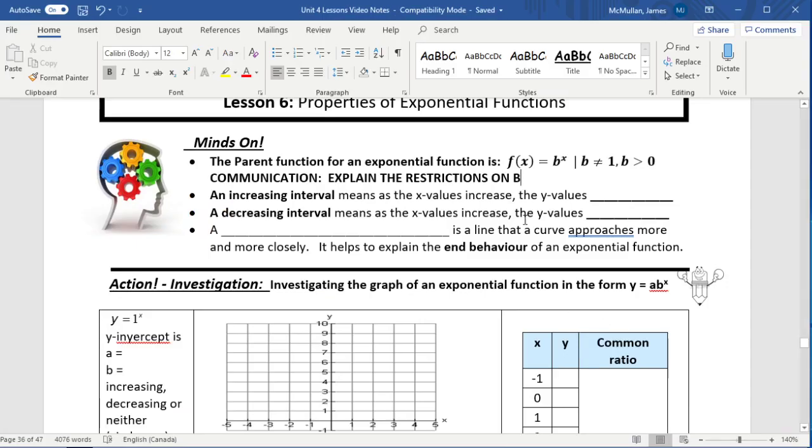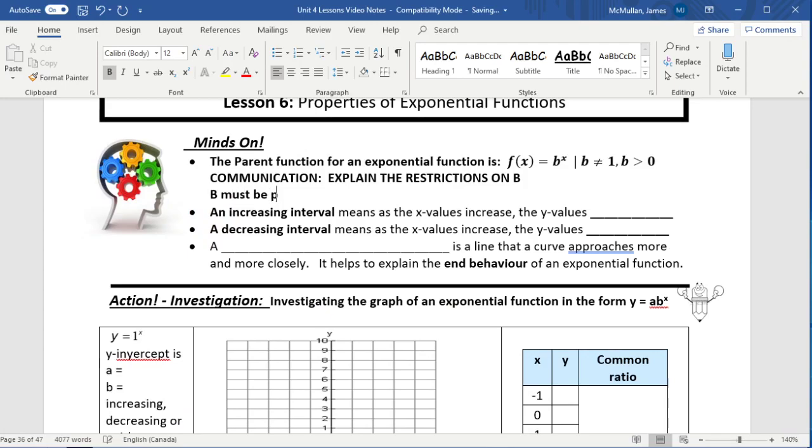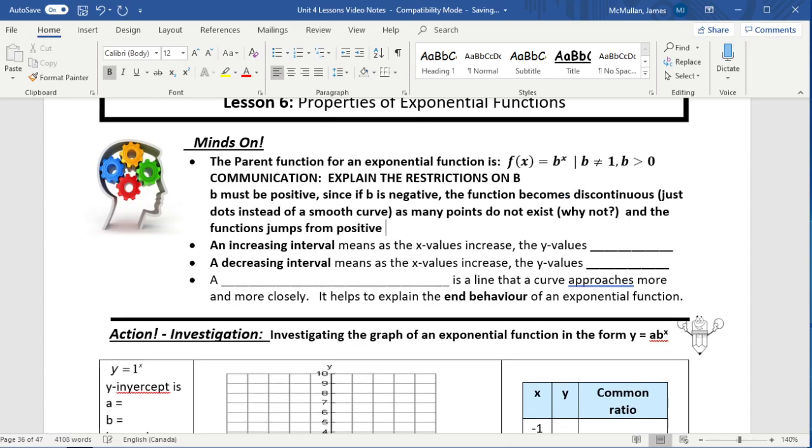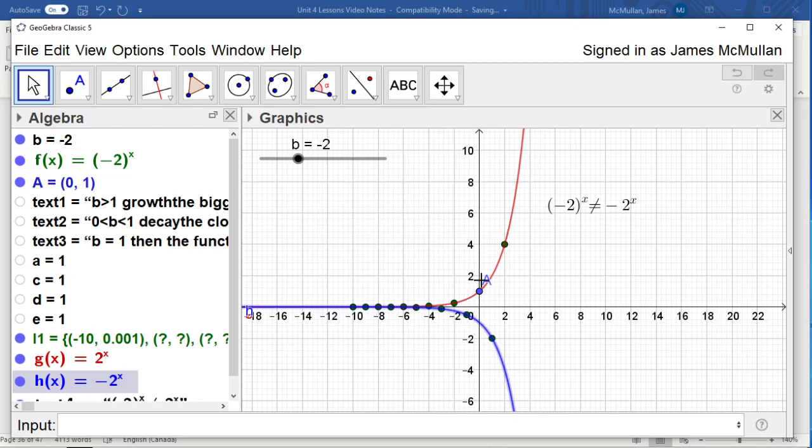So what I'm going to write down for this is: b must be positive, since if b is negative, the function becomes discontinuous, so it's just dots instead of a smooth curve, as many points do not exist. You might ask yourself, why not? Why don't they exist? And the function jumps from positive to negative repeatedly. It has a positive dot, then a negative, then a positive, then a negative. It really just does not work.